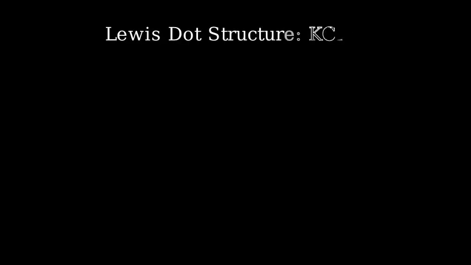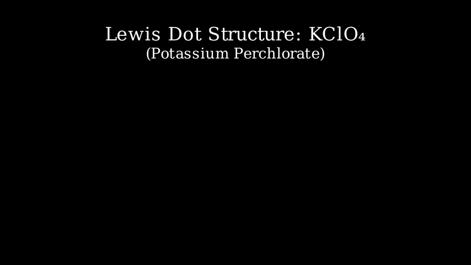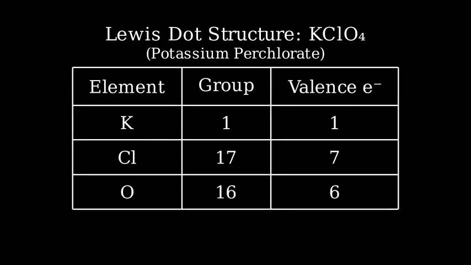Welcome. Today we'll learn how to draw the Lewis dot structure for potassium perchlorate, or KClO4. First, let's identify the number of valence electrons for each atom. Potassium, being in group 1, has 1 valence electron. Chlorine, in group 17, has 7 valence electrons. And each oxygen atom, from group 16, has 6 valence electrons.